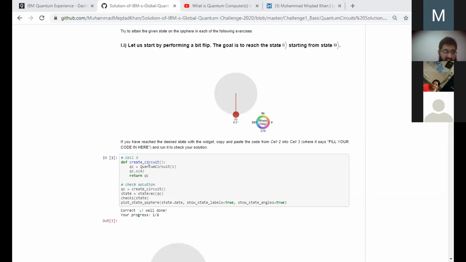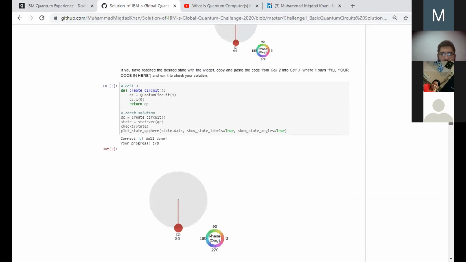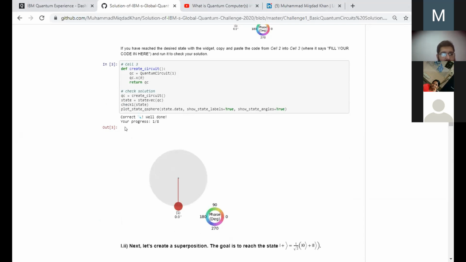We have the define create circuit function, then qc equal to QuantumCircuit(1). QuantumCircuit(1) means it is working on a single qubit, not more than one qubit, or we can say that it is working on line 0. Like in programming, we start counting from 0. Then qc.x(0) means we have applied the X gate, or NOT gate, on line 0, or qubit 0. Then it returns qc, then qc equal to create circuit state, etc. All these 4 lines were already given by IBM. If it matches the above state, then it will be correct and the message will appear, well done, your progress 1 over 8. In the first challenge we have to achieve 8 points.